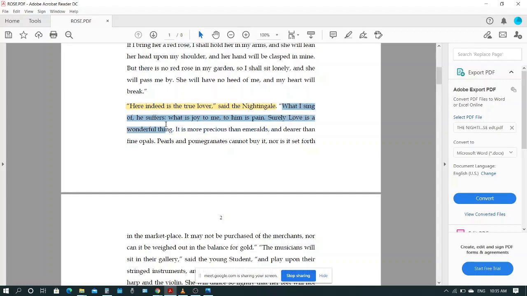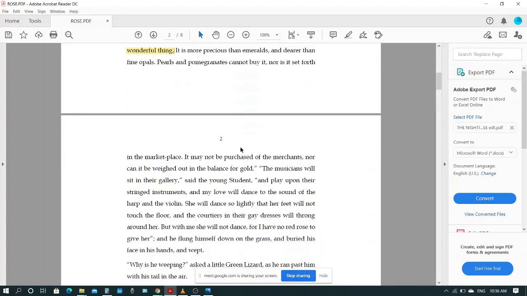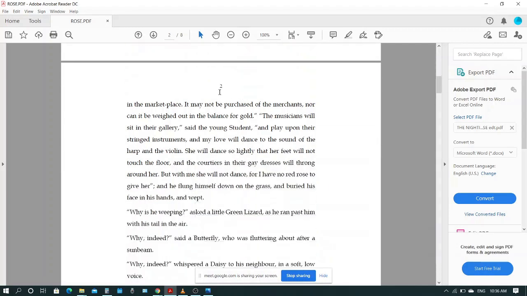Surely love is a wonderful thing, and still she feels that she is in love with that particular boy. This is a one-sided affair from the side of the Nightingale to the boy, and there is another one-sided affair from the side of the boy to that particular girl. So this is how it is, and therefore the Nightingale says surely love is a wonderful thing. And then she talks on in a poetic way, like precious than emeralds, dearer than opals, and so on. Okay, that is not of our importance. We'll move further and talk about the dialogues.